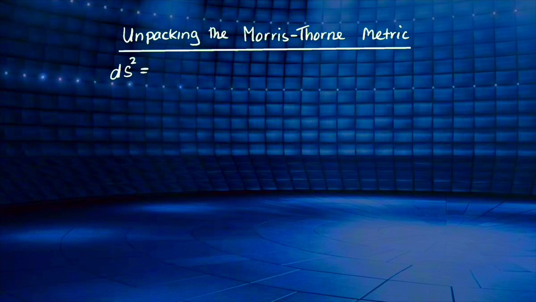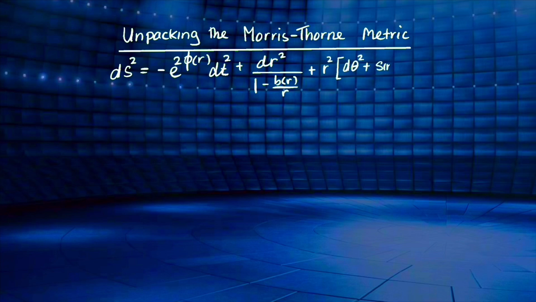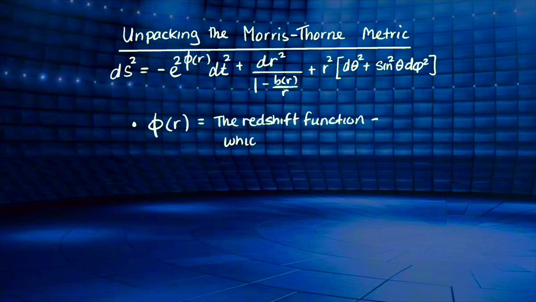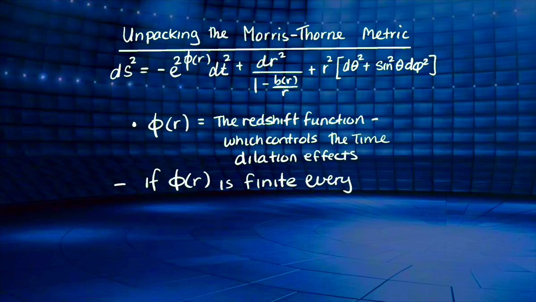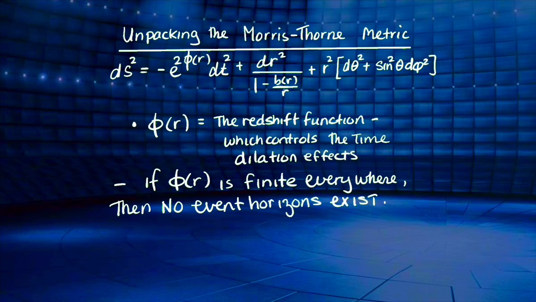Unpacking the Morris-Thorne metric. The Morris-Thorne metric given here incorporates two new functions. The redshift function phi of r, which controls the time dilation effects. And if phi of r is finite everywhere, then there is no event horizon, i.e., the wormhole is traversable.